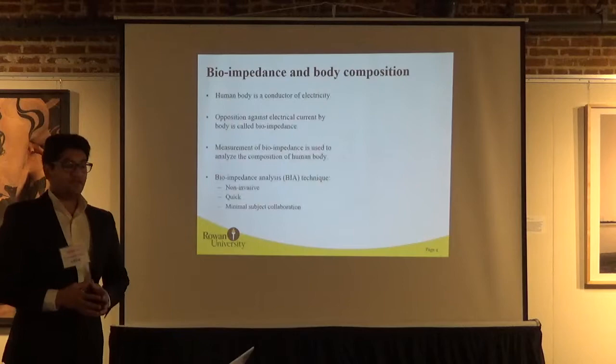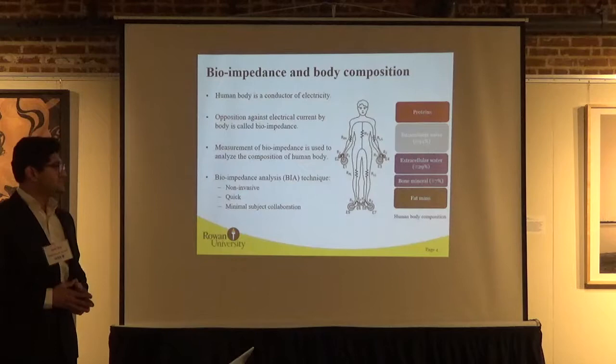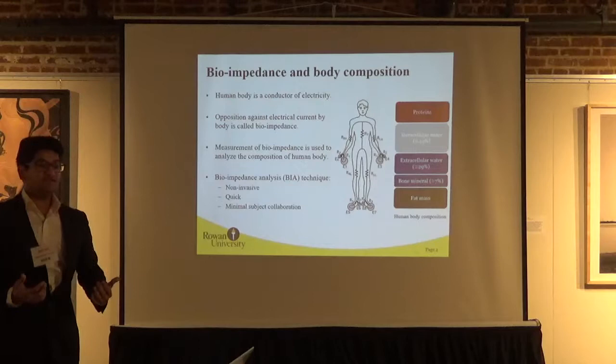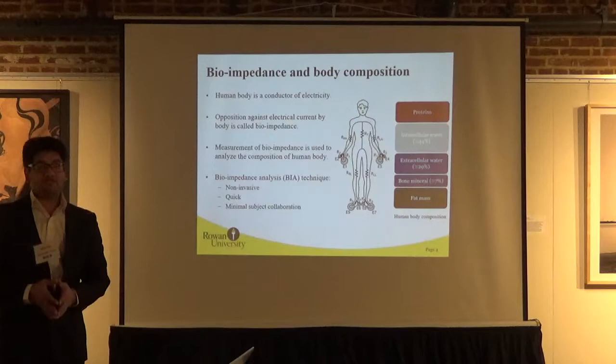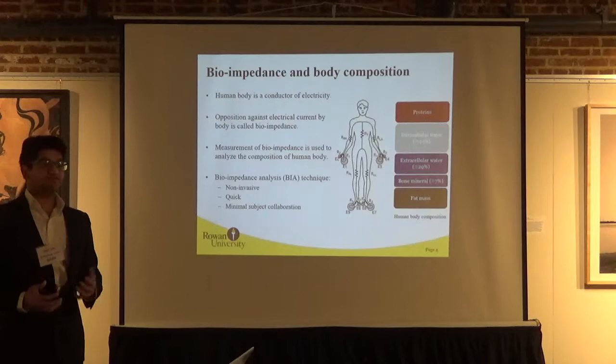On the other hand, bioimpedance analysis is a far more accurate method to determine the composition of the human body. The human body is basically made up of proteins, water, bones, and fat. All these components can be found out if we know the impedance of the human body. The human body is a conductor of electricity, and when electricity passes through it, the body tends to resist it. This resistance to the electrical current is called bioimpedance. Once we are able to measure the impedance of the human body, we are able to estimate all the components of the composition. Bioimpedance analysis, or BIA, is a non-invasive, quick method which requires minimal subject collaboration.